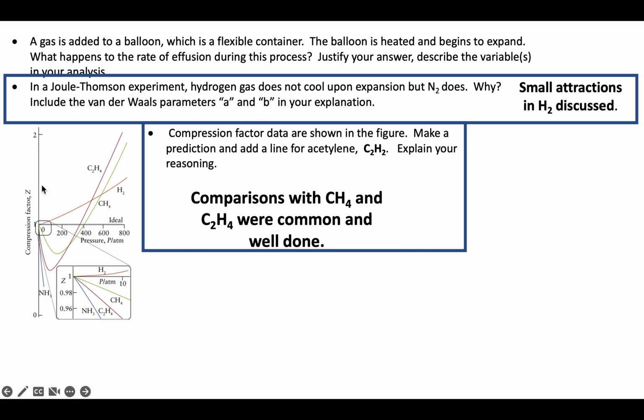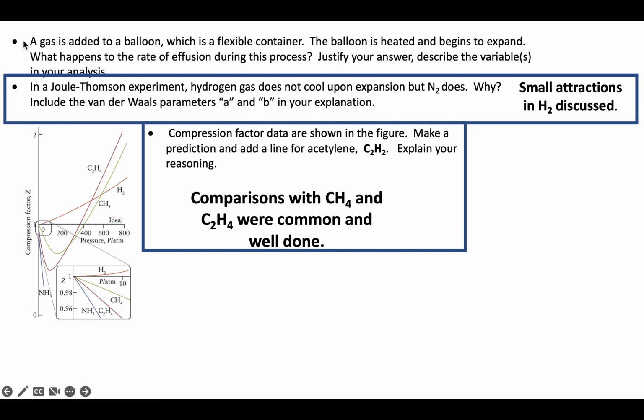For students that were discussing the compression factor data and making a prediction for C2H2, most folks in a very helpful way made comparisons with CH4 and C2H4. That data was already on here, and they considered how C2H2 was similar or different from those, thinking about aspects of size and intermolecular forces and how those played into the resulting data. So the analysis within that question I thought was very well done.